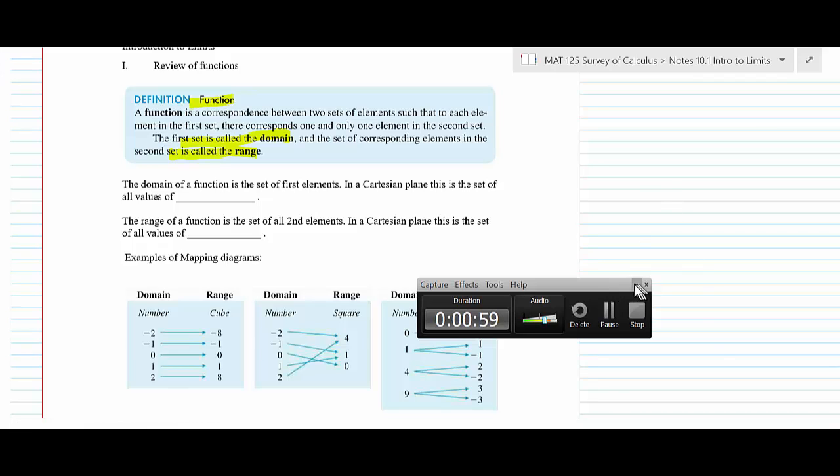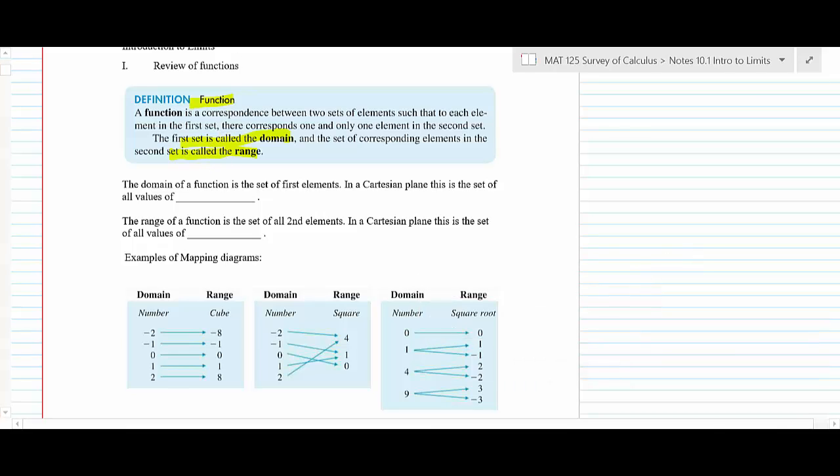Okay, so here's kind of the idea with this, okay? The domain is the set of all x values. So I do want you to write that down, okay? You need to know that the domain is all the x values when you're talking about a function. Okay, what's the range? It's all the y values, okay? The second element's like that.